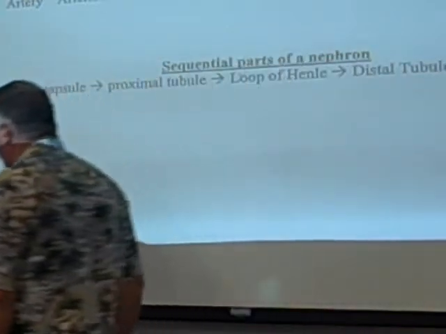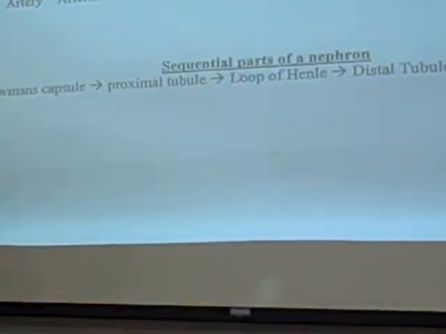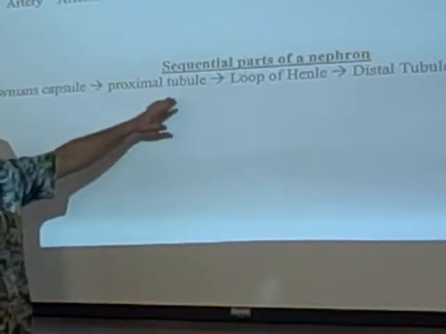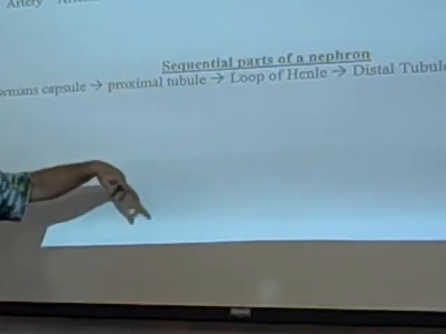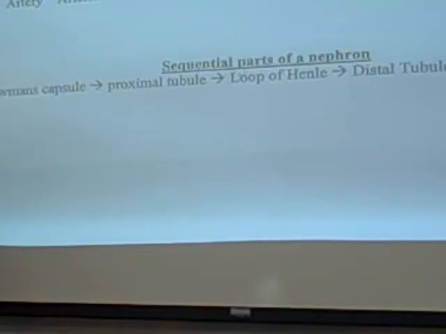What we ended up with: we had the renal artery bringing blood in by way of the afferent arteriole into the glomerulus. The glomerulus was our first set of capillaries. It is embedded inside the Bowman's capsule. There is where pressure filtration occurs. Pressure is greater in the bloodstream than in the nephron itself, so pressure forces all this stuff out into the proximal tubule.